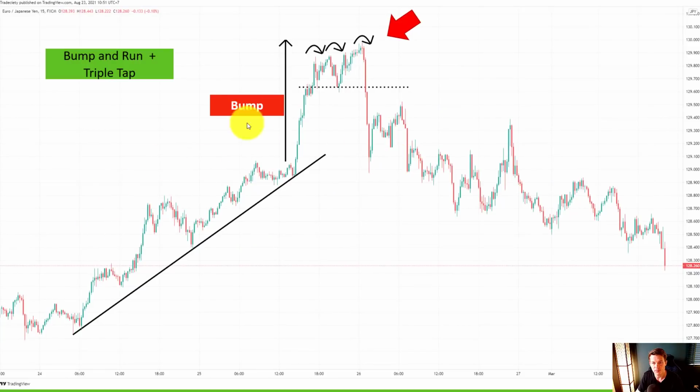Here we have a bump and run pattern together with a triple tap. And a triple tap, I've made 2 videos about a triple tap before, and there's just always so much interest in it. So later, as we go through all of our strategies, you will see more triple taps, and I'm going to talk more about how to trade them, what they are, and how to find them.